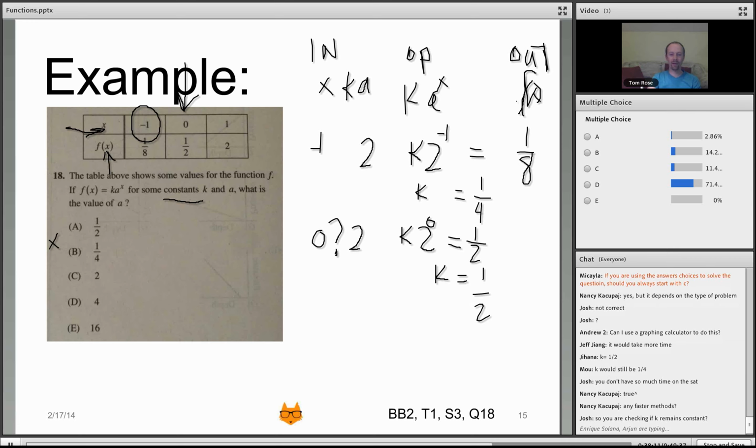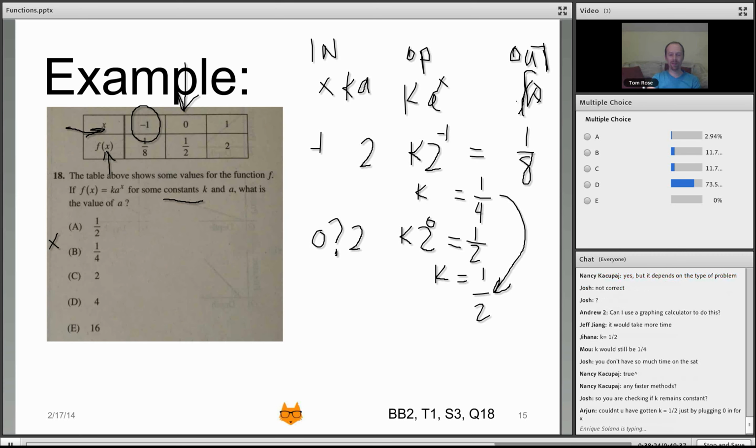And we're going to compare these two K's. And you can see that they're not equal. But we were told that K needed to be constant. K was a constant. I underlined that in the problem. So what that means is that C is not the answer. So I'm going to eliminate that permanently.